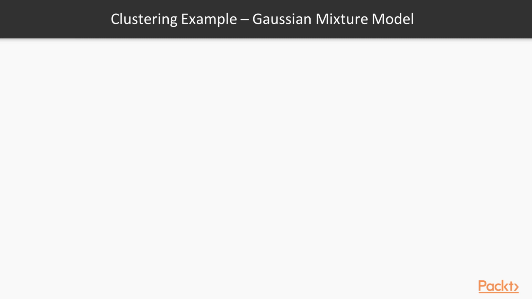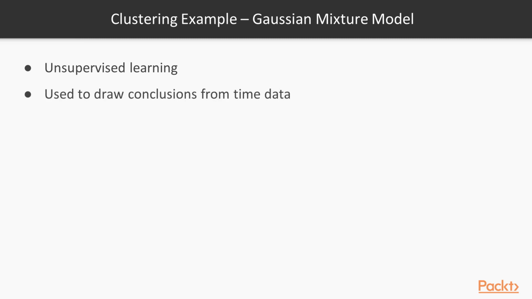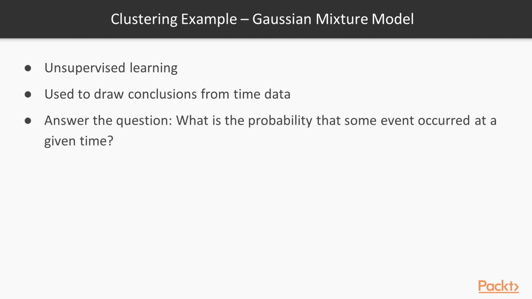Let's look at the clustering example. We will be using the Gaussian mixture model algorithm. We'll be performing unsupervised learning, and we'll see how to draw conclusions from time data. We'll answer a question: what is the probability that some event occurred at a given time?